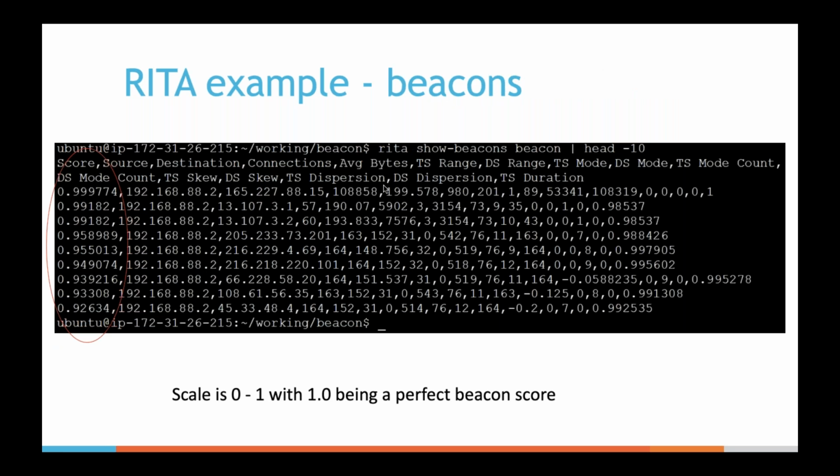I can do the same thing with beacons. What we do with beacons is we do a scoring system. From 0 to 1.0, the closer you get to 1.0, the more likely the traffic is to be beacon-like in nature. So all I have to do is import my logs from Zeek, run them through RITA, and RITA will come back and tell me, yeah, 0.9997. That's pretty close to 1.0. We are almost 100% certain that this connection here from this IP to that IP is a beacon that's taking place.